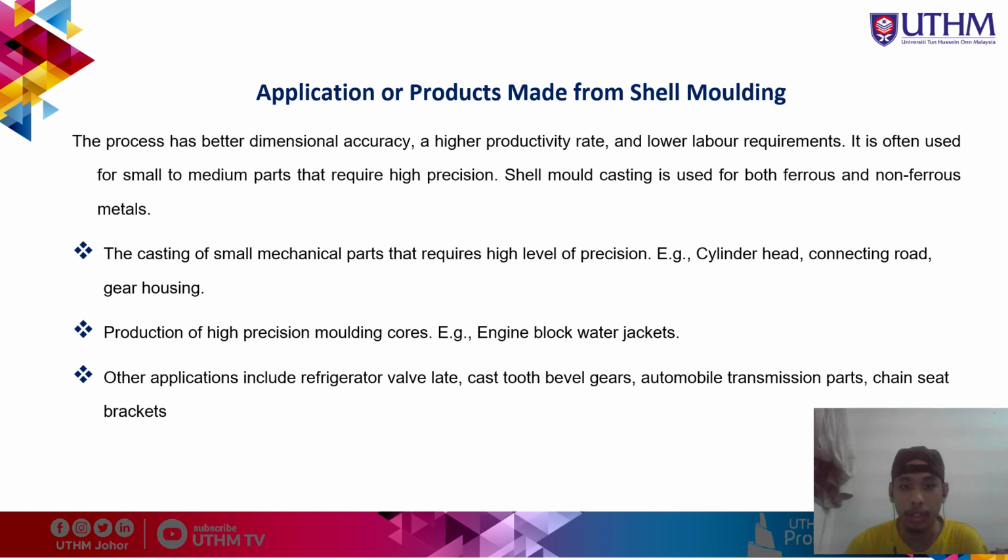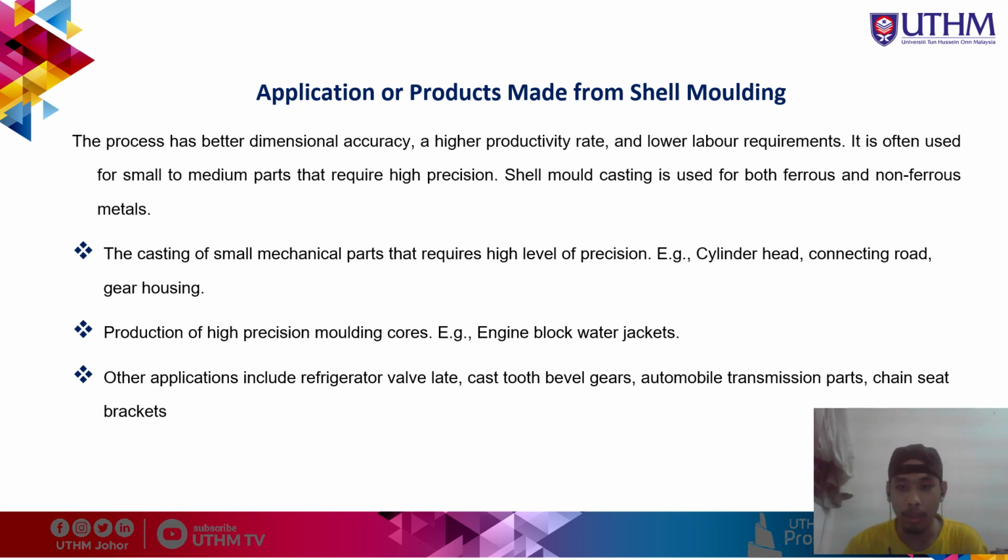For the application of products made from shell molding, the process has better dimensional accuracy, a higher productivity rate, and lower labor requirements. It is often used for small to medium parts that require high precision. Shell mold casting is used for both ferrous and non-ferrous metals.